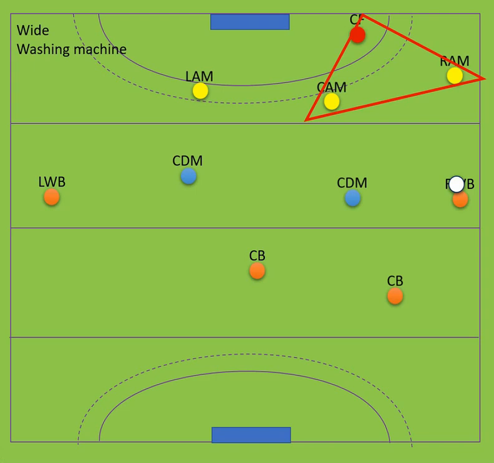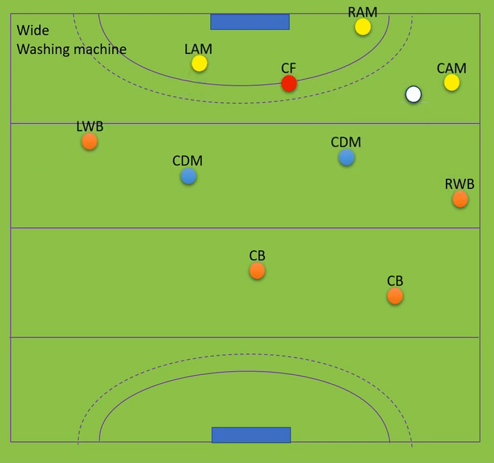So I call this the washing machine. If you think about clothes in the washing machine, they just go round and round. So I would promote something along these lines. You're taking those players with you, but you're just getting that little bit of movement, so then the ball can easily be played into one of those.